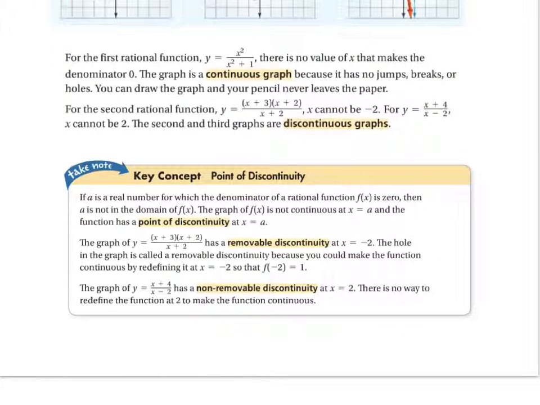Continuous means it will go on forever and you do not have to lift up your pencil. Discontinuous means that you either have a hole or else you have asymptotes. If it's removable, that means that you can actually cancel something out. Non-removable means that you can't cancel something out. We'll get into the problems so we can actually know some of these.